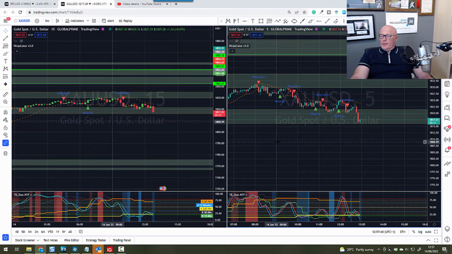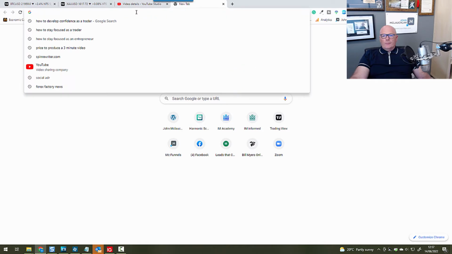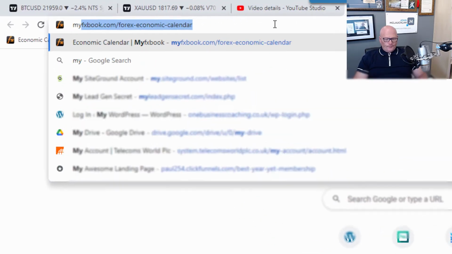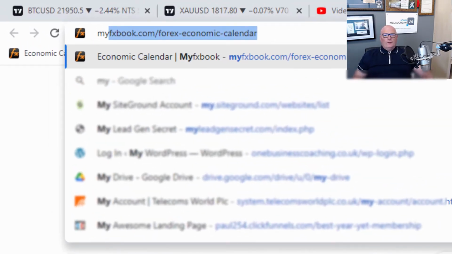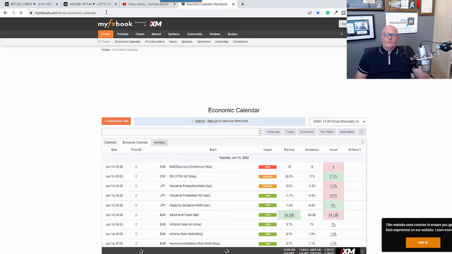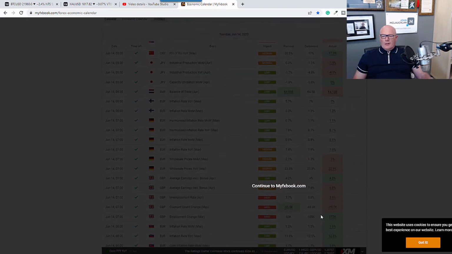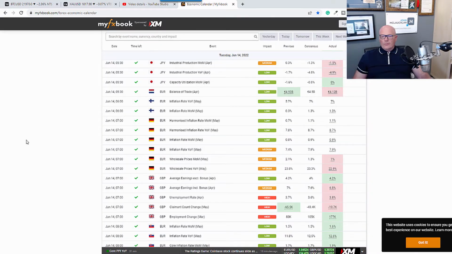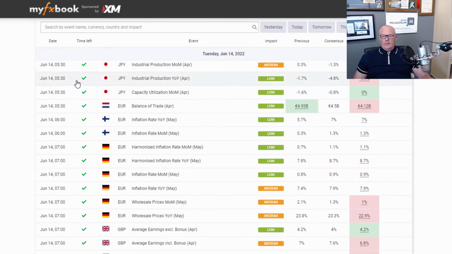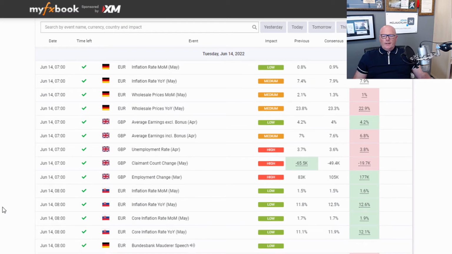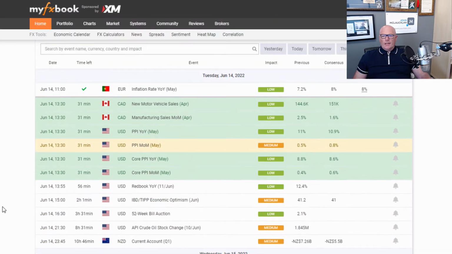The first thing we're going to do is go and check the news. So we'll go to my FX book, myfxbook.com forex economic calendar. We'll have a look at that. As you can see, all the ticks here are news that's already passed.